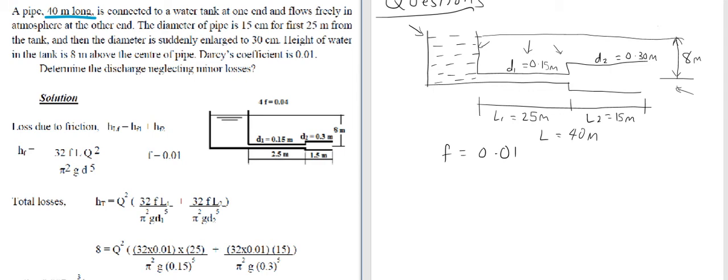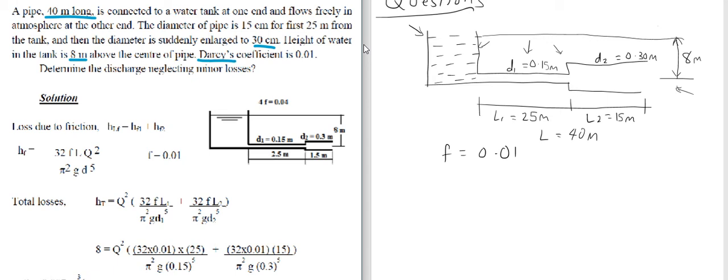And from the tank, the diameter is suddenly enlarged to 30 centimeters. That is this 0.30 meters. Note, we are converting centimeter to meter. We won't use it like that because we have to ensure uniformity in our units. Height of water in the tank is 8 meters above the center of the pipe. We can see it's already drawn there.